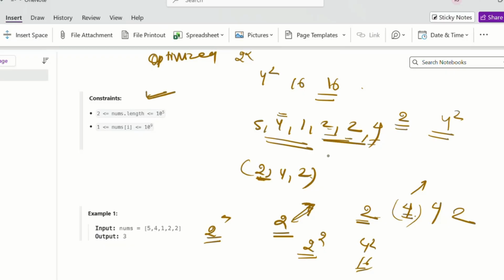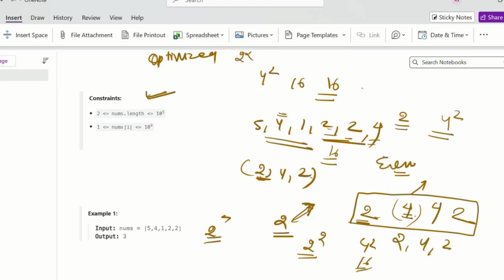Now I can see my 16 is not there, so I can't go higher than this. But now I can see this array length is even, so I can reduce my array length to 1, and 2, 4, 2, that is array length 3, will be my answer. So I can return 3.